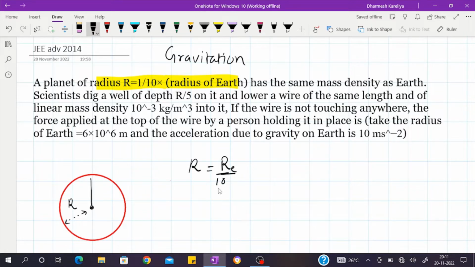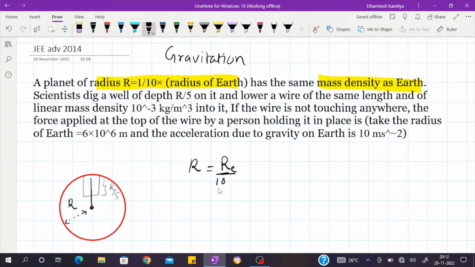Has the same mass density as that of Earth. So this is an important data. It has the same mass density as that of Earth. Now scientists dig a well of depth r by 5 on it. So let us dig a well of depth r by 5. Obviously the depth is measured from the surface of the planet, right?